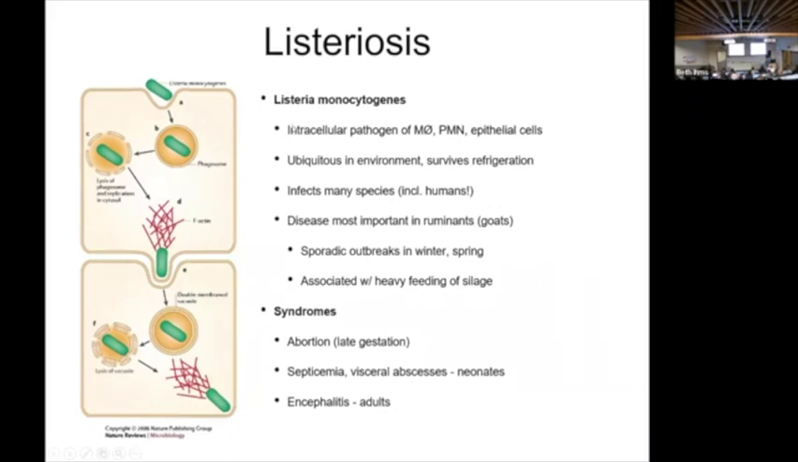So because of this mechanism, this is an intracellular pathogen, primarily infects monocytes, macrophages. It's in the name, Listeria monocytogenes, likes monocytes, macrophages. This is a pretty ubiquitous pathogen. It's in the environment. It survives refrigeration, so that's really important for human infections.